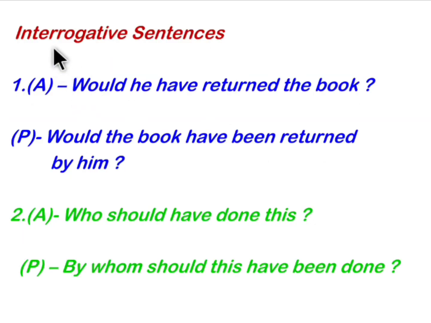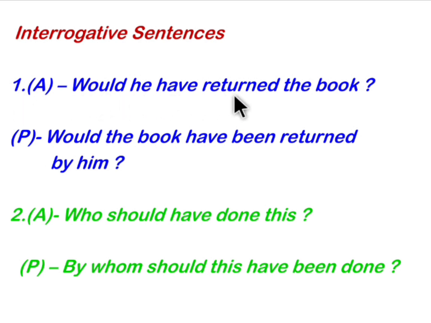Next, interrogative sentences. Interrogative sentences are sentences which ask a question. We can begin the interrogative sentence with an auxiliary verb. That auxiliary verb may be a modal verb, either of the modal verbs. We have 9 modal verbs. So with either of the modal verbs, we can begin a question.